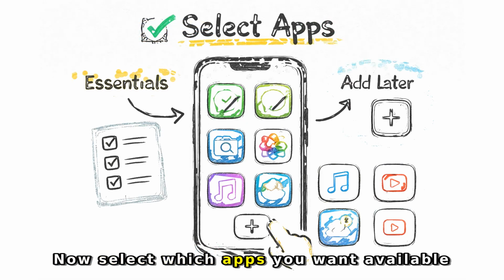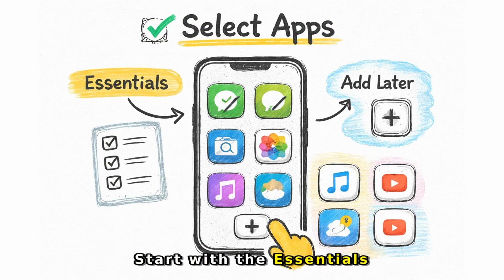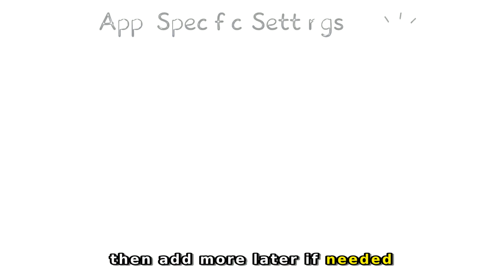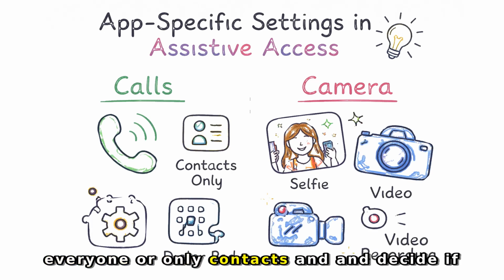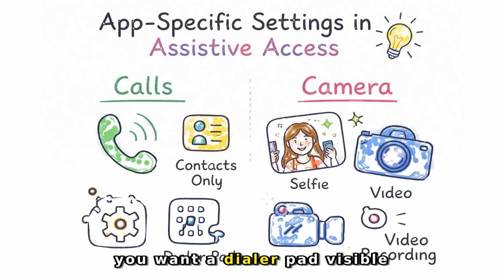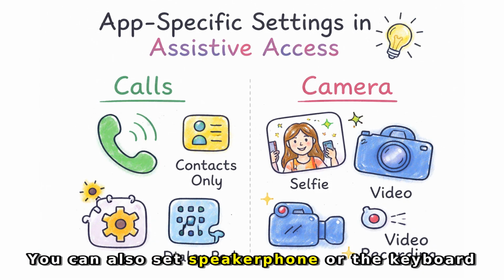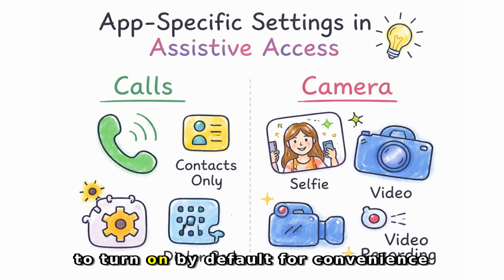Now select which apps you want available. Start with the essentials, then add more later if needed. For calls, choose whether the user can receive calls from everyone or only contacts, and decide if you want a dialer pad visible. You can also set speakerphone or the keyboard to turn on by default for convenience.